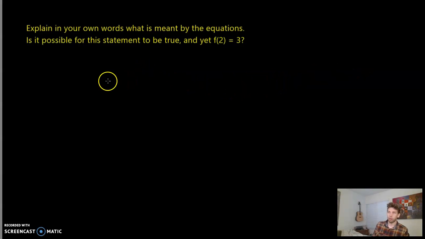Alright, so we have a question about limits, and it asks us to explain in your own words what is meant by the equation. Is it possible for the statement to be true, and yet f of 2 equals 3? And our equation that we're going to work with is that the limit as x approaches 2 of f of x actually equals 5, not 3.